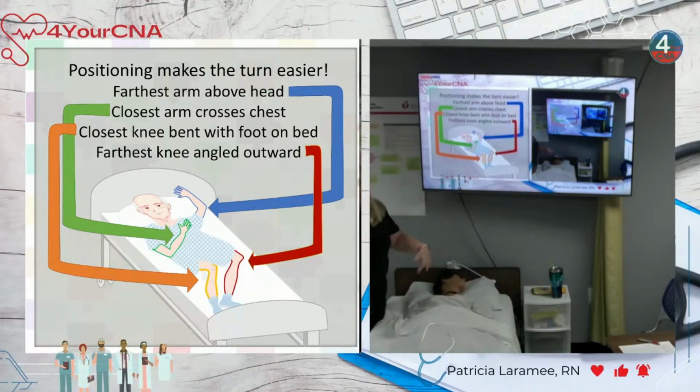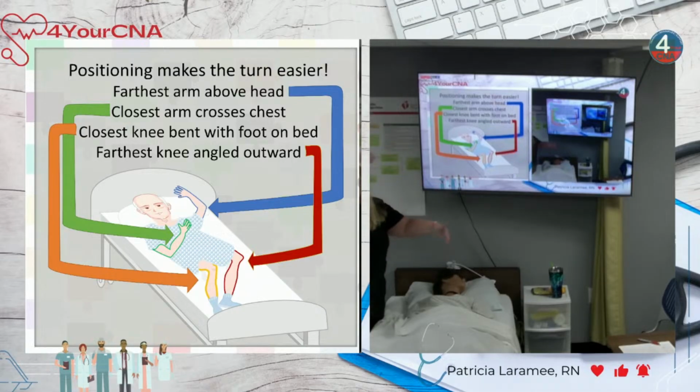Now, I can't do this on the mannequin because she doesn't bend. But furthest arm up, closest arm over. Closest knee bent at the knee. And the furthest leg is going to be angled out. But when I do that, when I have the patient scoot toward me and then I position them, they're already half on their side before I ever start to turn them. Okay. Proper positioning helps make the turn easy for them and you. But if I don't scoot her toward me, when I turn her, she's going to be too close to the edge of the bed.